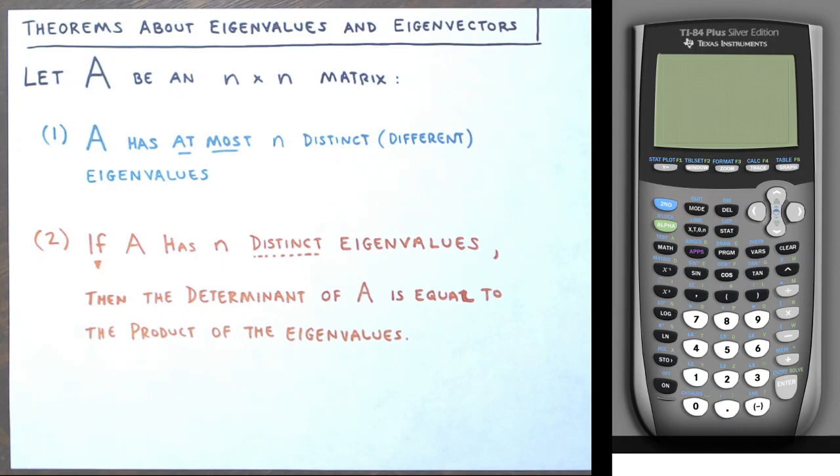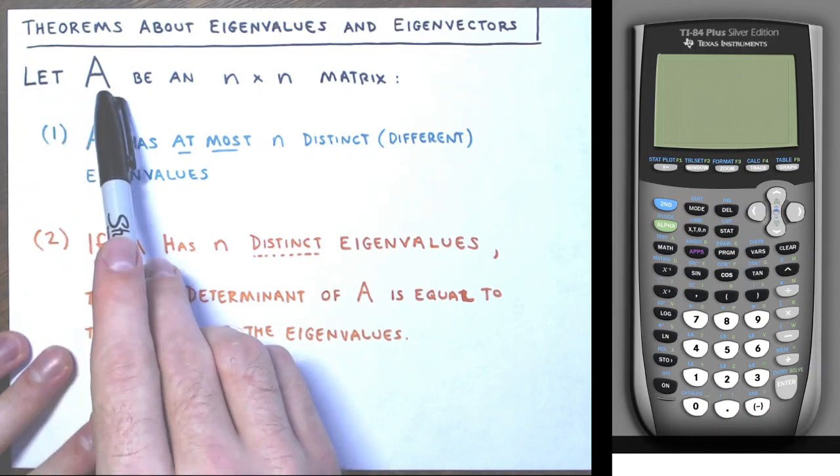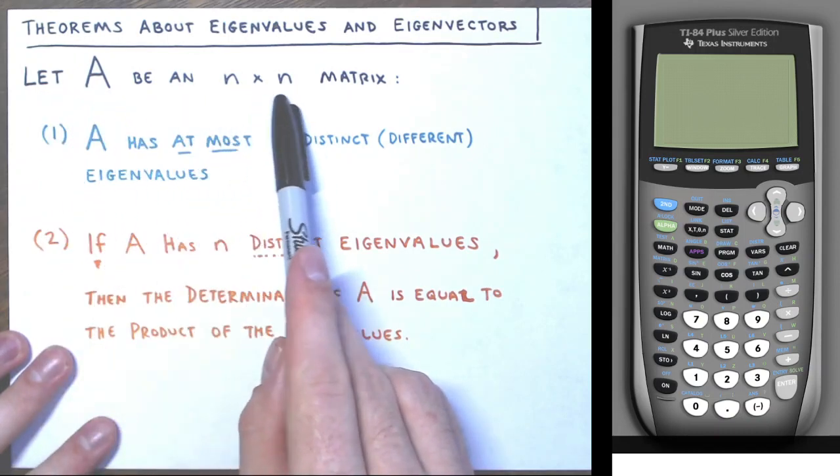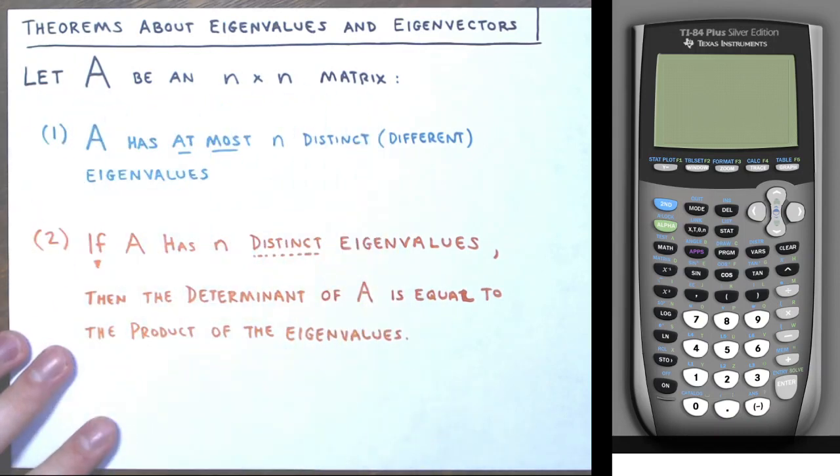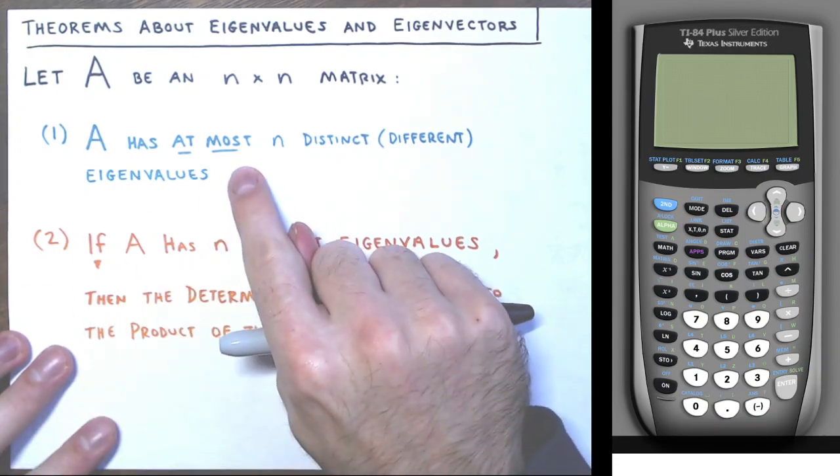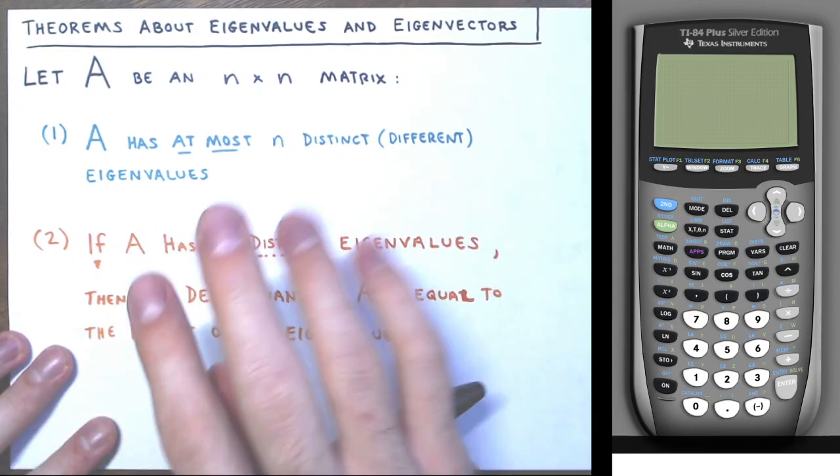So suppose A is an n by n matrix, or a square matrix. Then the following statements are true. They're not equivalent, so don't confuse this with equivalence. Just because this one's true doesn't mean that this one will be true, and so on.